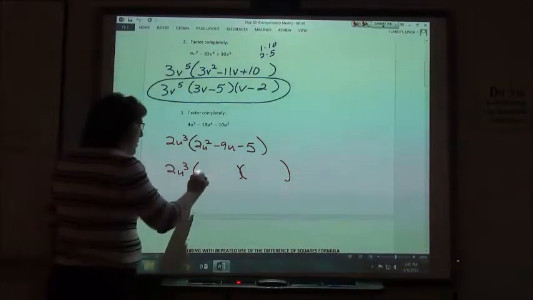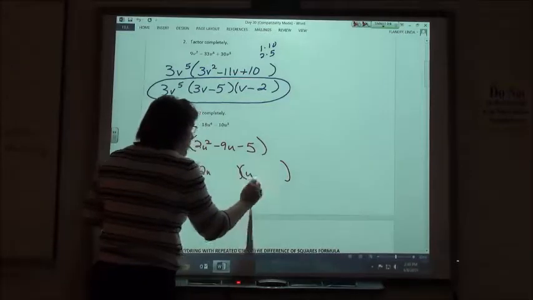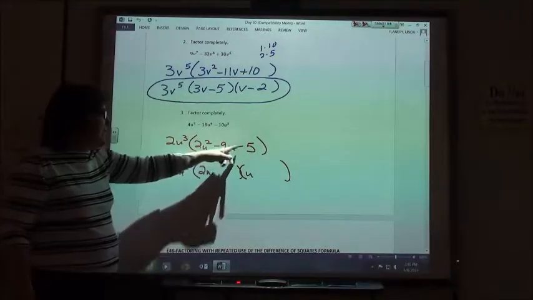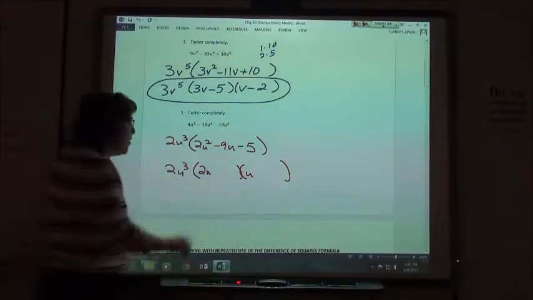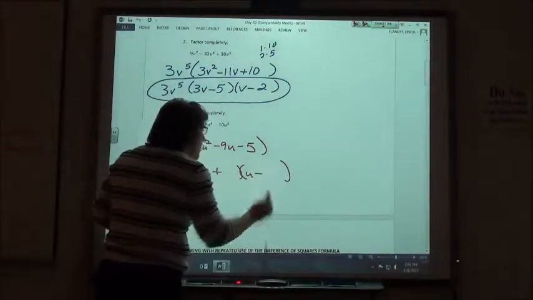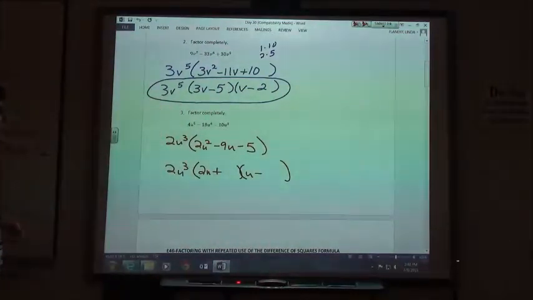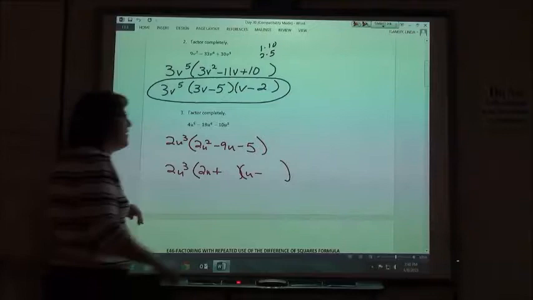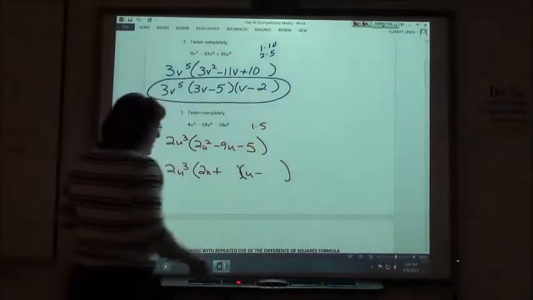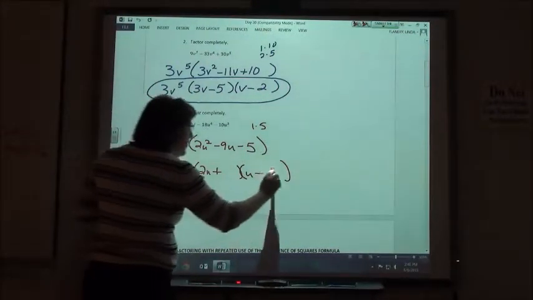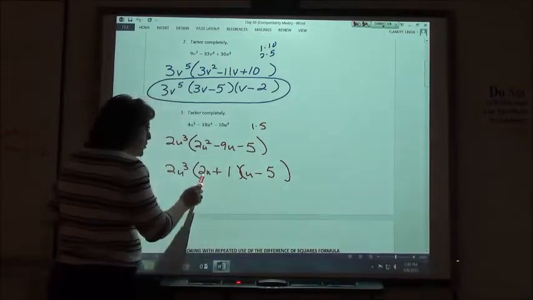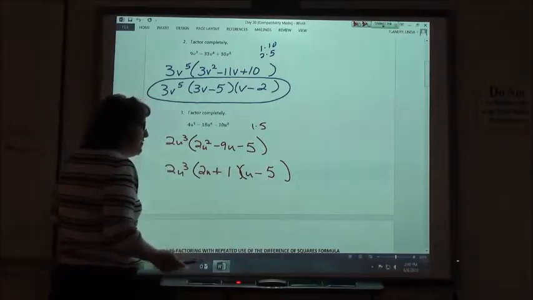Factors of 2u squared: 2u and u. My signs: the end is negative. I know I have 1 plus and 1 minus. I don't know what order. I'm just going to guess. Factors of 5: 1 and 5 is the only way I'm going to get 5. So 2 times 5. So 2 times negative 5 would be negative 10.